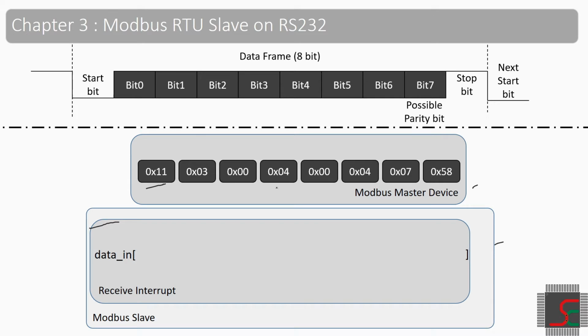Third and fourth bytes consist of the starting address. Here the starting address is 4.